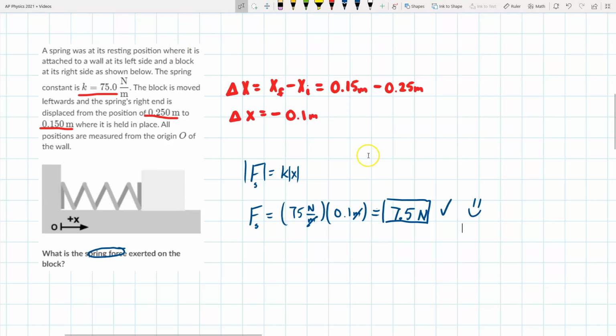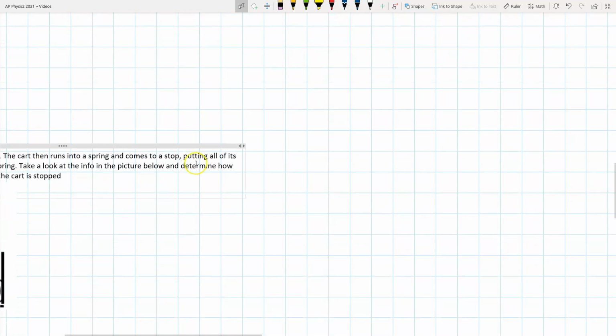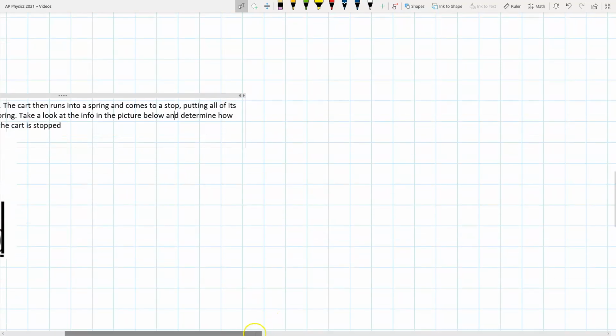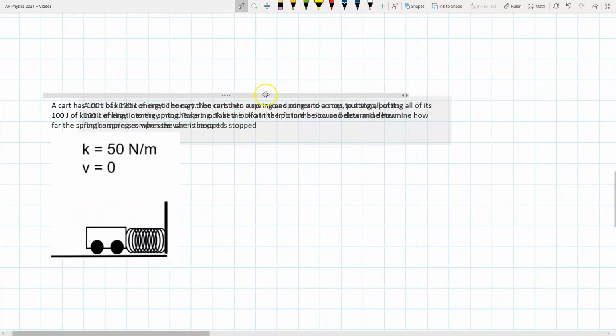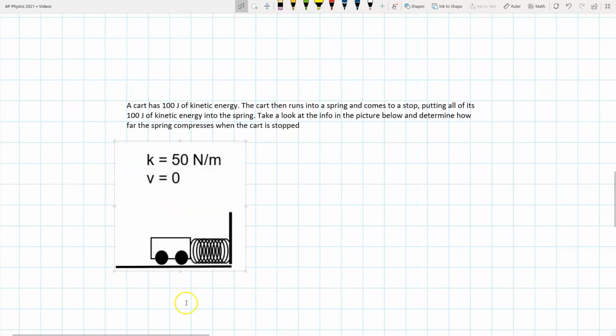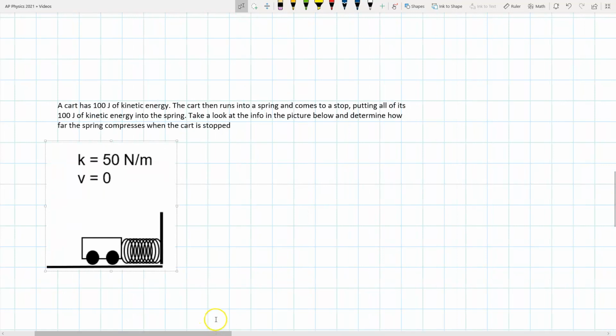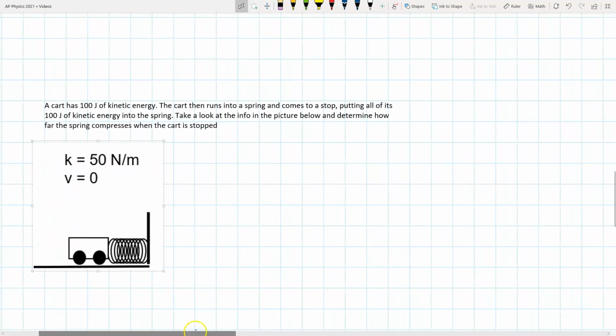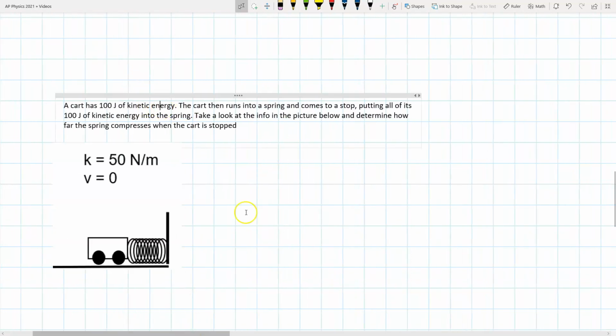All right, getting better at this writing without looking at the tablet thing. Let's see, one more. Actually, that was it for spring forces. Now we're going to talk about energy a little bit. So remember, elastic energy has to do more with the energy inside the spring. Remember, it is a potential energy.